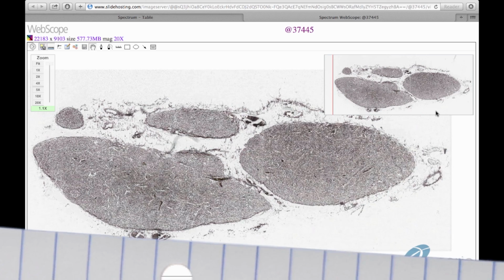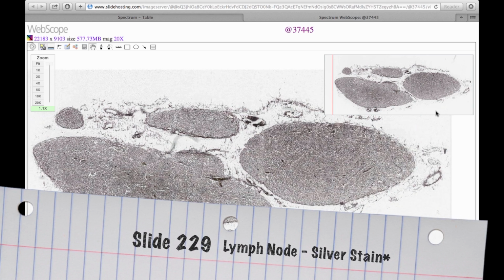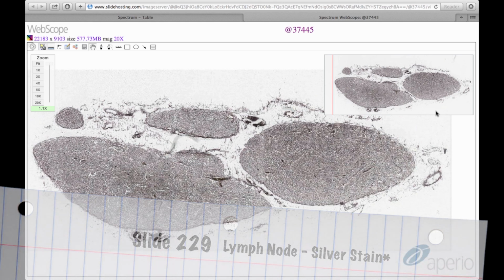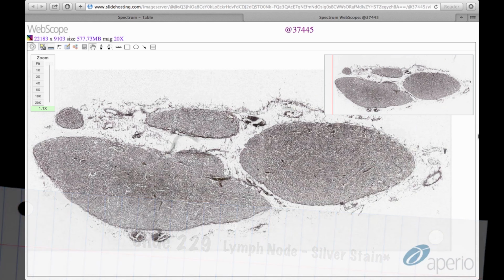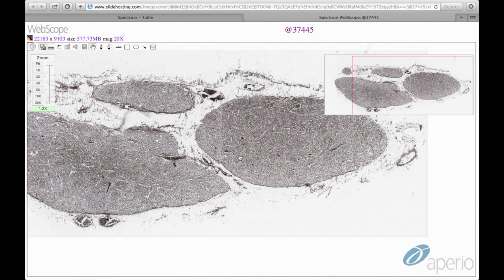We're now looking at slide 229, which is a lymph node stained with silver. And we're very lucky to have our lymphatics expert here to help talk about the reticular fibers that are located throughout the lymph node. Thanks, Taylor. This slide of a lymph node is stained with silver to help elucidate the reticular fibers that are seen throughout.